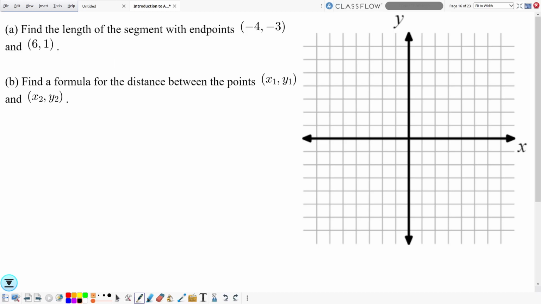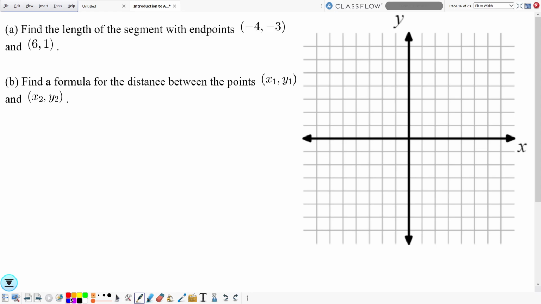Okay, hello again. So, today we are going to discover a very special formula in high school math. Very useful. This is where we start to see where the geometry comes in instead of just the algebra. So, let's just examine part A of our problem, and then part B is asking us for a generalization of what we're going to do in part A. So part A says find the length of the segment with endpoints -4, -3, and 6, 1.